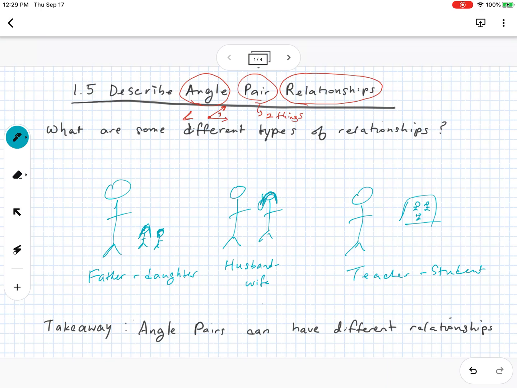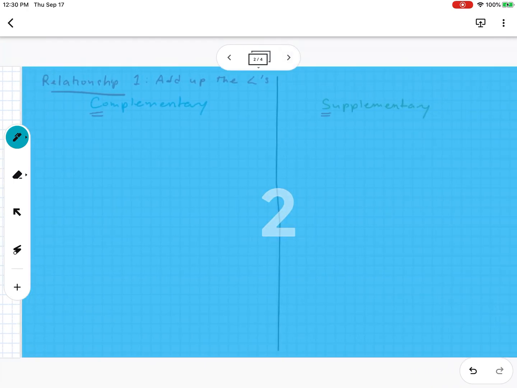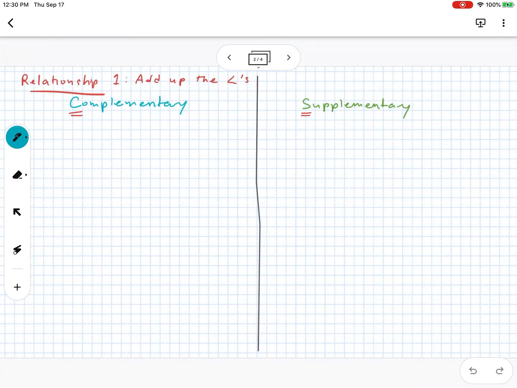So in the same way, we can look at an angle and how it relates to another angle, and we can give them different types of names. That's our big takeaway for 1.5: to understand that angle pairs, we can look at them, and then we can name them based on the types of relationships that they have. So to begin, the first type of relationship has to do with adding up the angles' measurements.